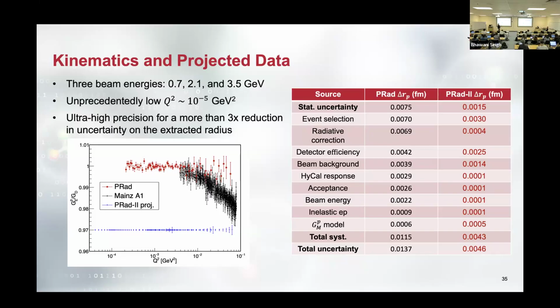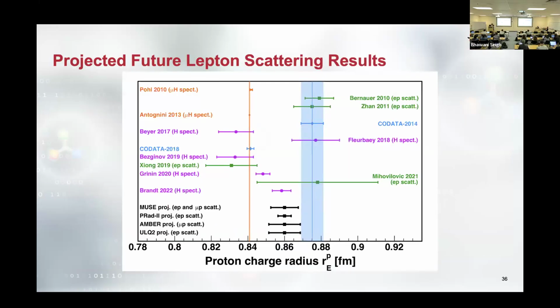And so all in all, we had 0.0137 fm uncertainty for PRAD 1. We expect 0.0046 for PRAD 2. And so this is where we kind of expect to be in a few years once we finish the data and do the analysis. These are projected. They're intentionally put at 0.86 because that is right in between the 0.84 and 0.88 camps, so it's not choosing a side. PRAD 2 will have the smallest uncertainty of a lepton scattering experiment for the proton radius. Hopefully that will help close the book on what is the radius. Is it big or is it small?